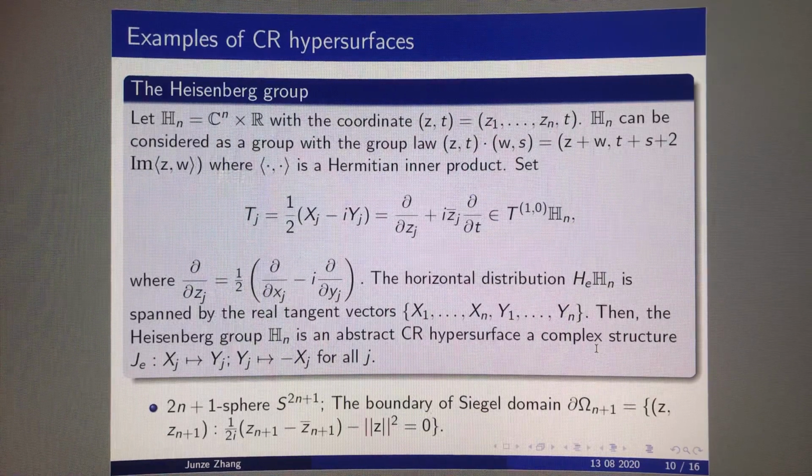There are also different examples of CR hypersurfaces. For instance, we have S2n+1, the odd-dimensional sphere. This is a CR hypersurface, and it's actually a family of CR hypersurfaces. For the embedded case, we have the boundary of the Siegel domain, which is defined like this, and this is a submanifold of Cn+1. In the last example, we will see that there are CR equivalences between those CR hypersurfaces.